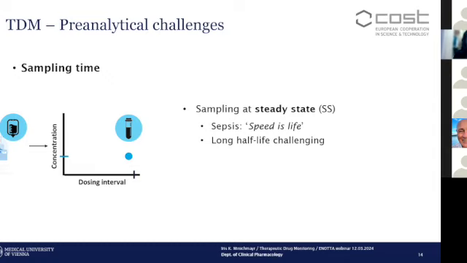Sampling time is also very important. Traditional TDM necessitates sample collection at steady state, which is reached approximately after 5 half-lives. And this is a limitation if target attainment needs to be ensured very fast, like in sepsis patients, or in the case of drugs that have a very long half-life.